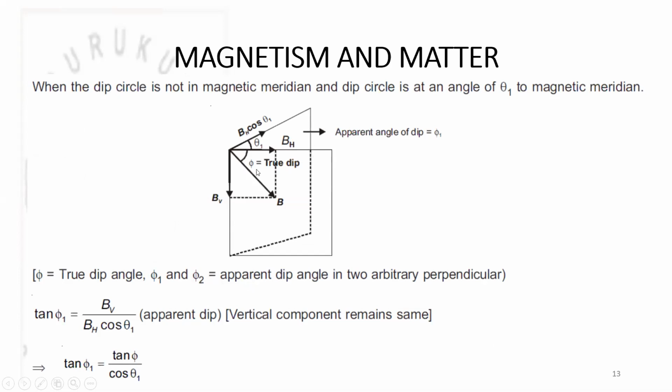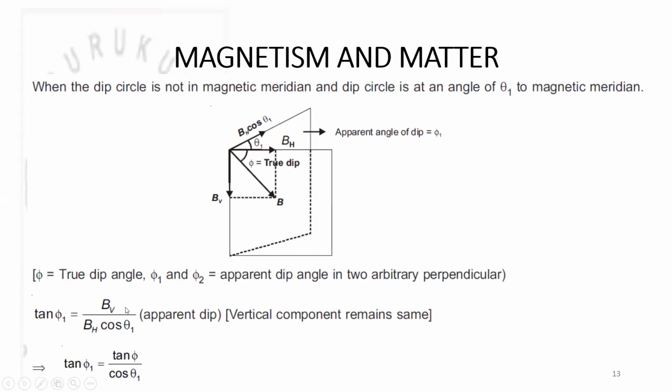In that case, this angle phi is called the true dip, but the dip circle is kept in this other plane, and there will be a component of the magnetic field along the horizontal in that plane, which makes angle θ1 with the magnetic meridian. In this case the angle between the magnetic field and the horizontal component is phi 1, and this angle is known as the apparent dip.